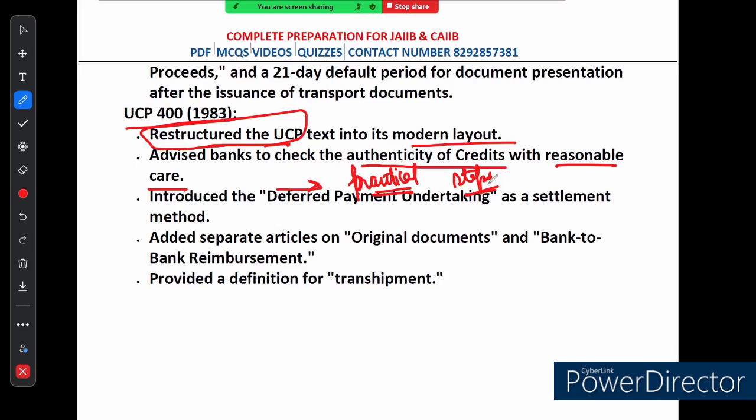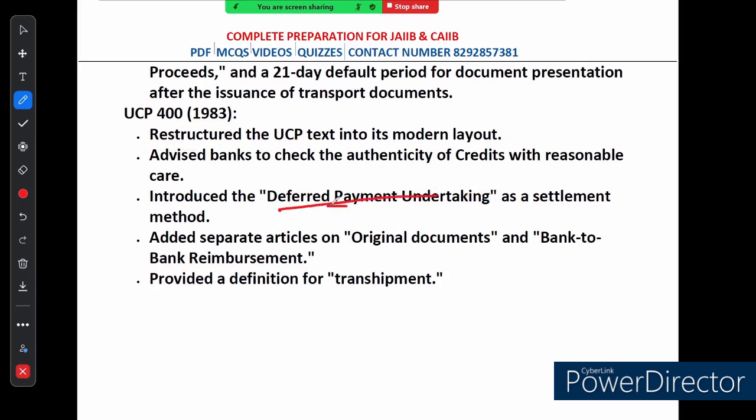UCP 400 also introduced a new settlement method which was known as the deferred payment undertaking (DPU). This method allows a bank to promise to pay the beneficiary at a later date rather than immediately upon presenting the documents. So a bank did not pay immediately. Suppose a beneficiary comes to the bank with documents, the bank makes the payment at some later date. So it provided more flexibility in how payment could be structured, which was a valuable addition for traders needing time to manage their cash flow. And then the next part is deferred payment, calendar and clock icon, right?